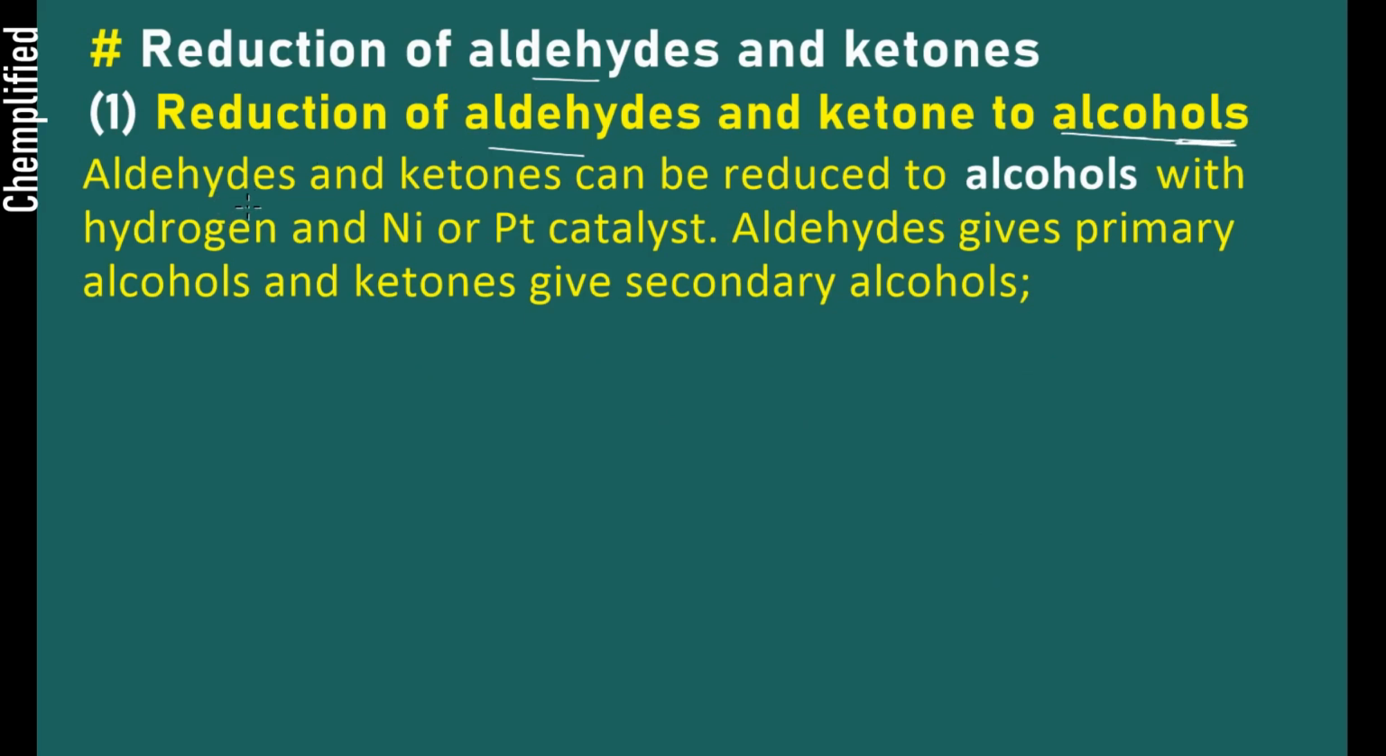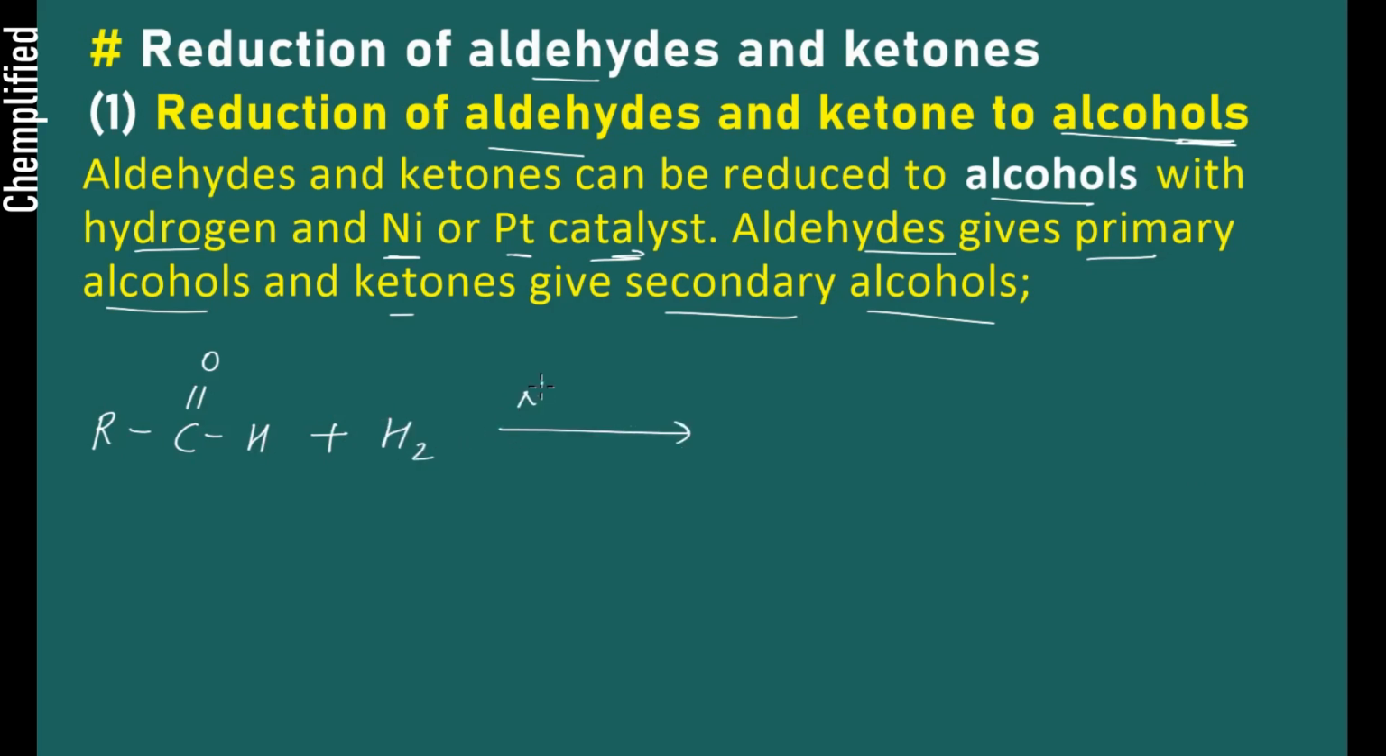Aldehydes and ketones can be reduced to alcohols with hydrogen and nickel or platinum catalyst. Aldehydes give primary alcohols and ketones give secondary alcohols. Let's write down the reactions. First, I will write the general reaction. Let us suppose we have an aldehyde attached with an alkyl group like this, right? Now there is hydrogen in presence of nickel or platinum.